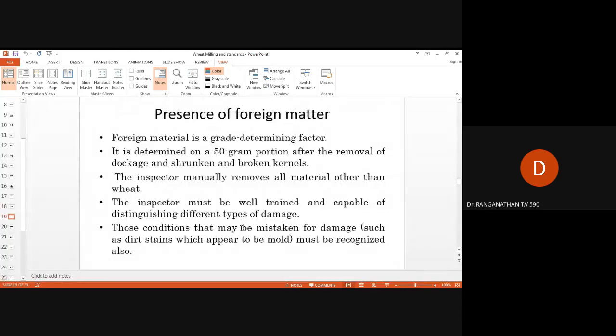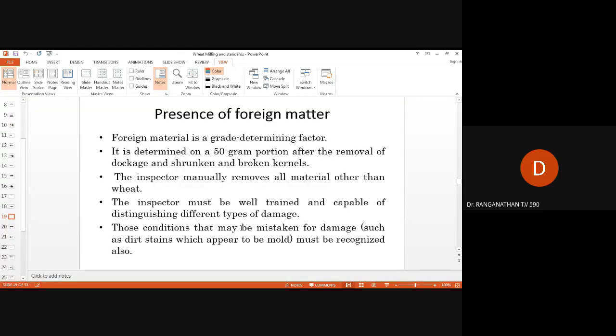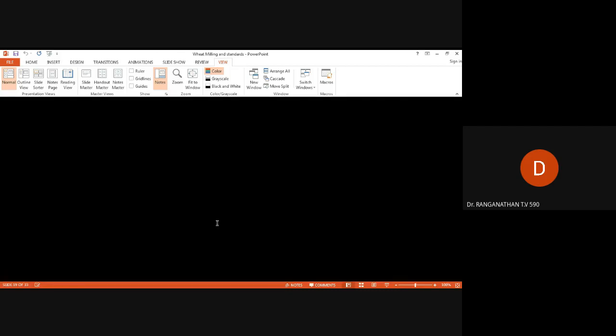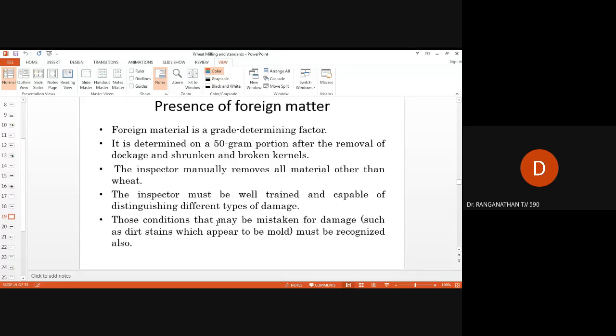Presence of foreign matter. Of course, what are the foreign matters in this case? You can have grass, you can have excreta of your rodents if it is not properly stored, and other things. So this removes all the material other than the wheat. Again, mostly it will be something like your grass and other things. So this is removed. And again, how do I do it? I take so much weight. These are the foreign matter present. For example, 5 grams in 100 grams or 250 grams. So 5 by 250, percentage wise, is the presence of foreign matter.